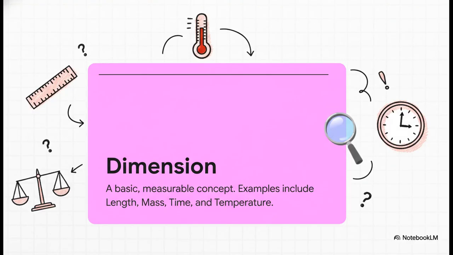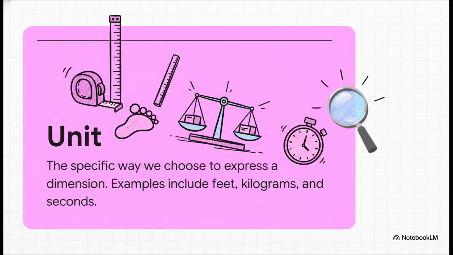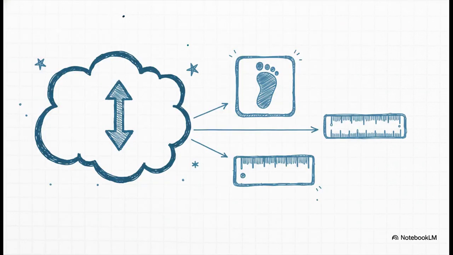All right, first up, dimension. A dimension is just the big fundamental idea you're trying to measure. You know, a basic property of a thing. We're talking about concepts like length, mass, time, or temperature. These are the abstract whats. And then you have the unit. A unit is the specific label we stick on that dimension. It's the language we use to actually talk about it. So for the dimension of length, our units could be feet or meters. For mass, it could be kilograms or pounds. Units are the hows.